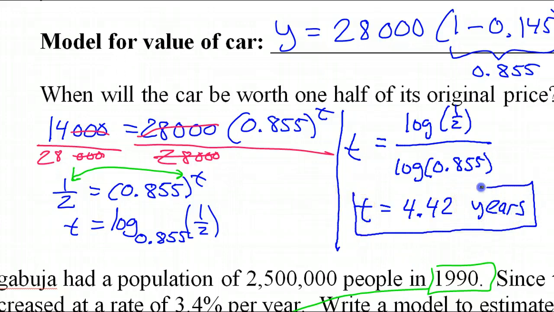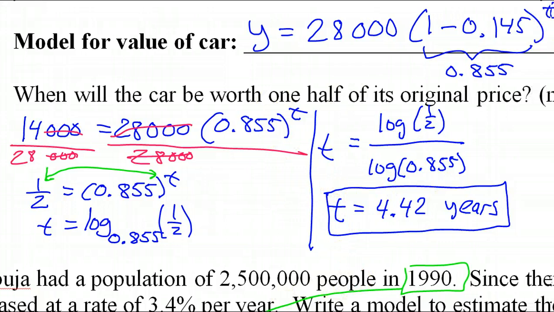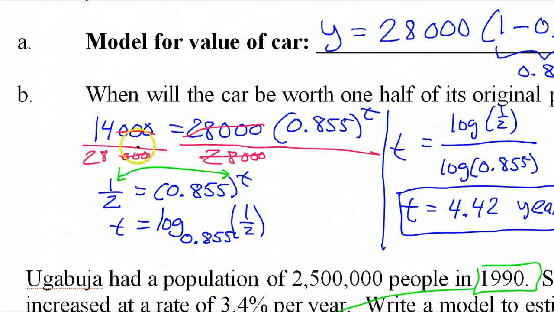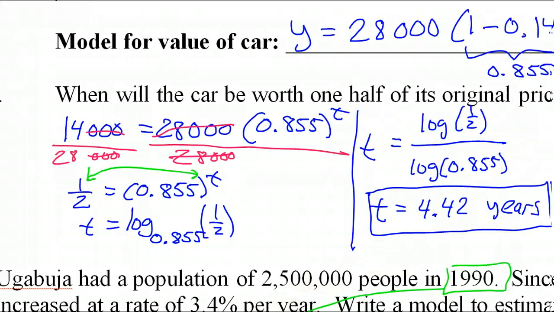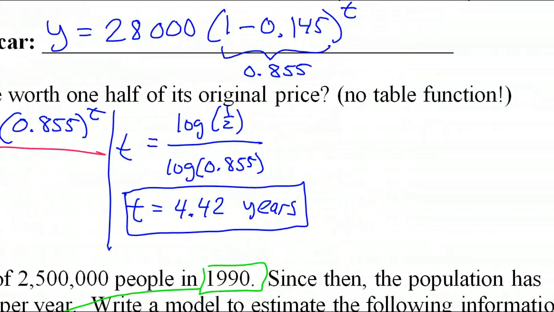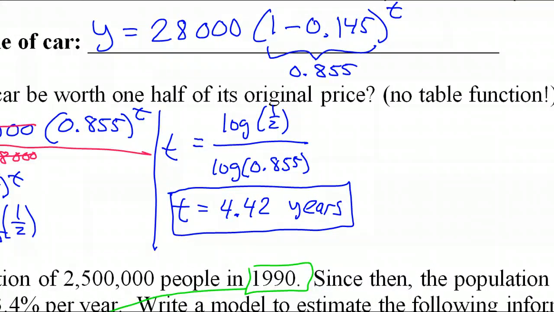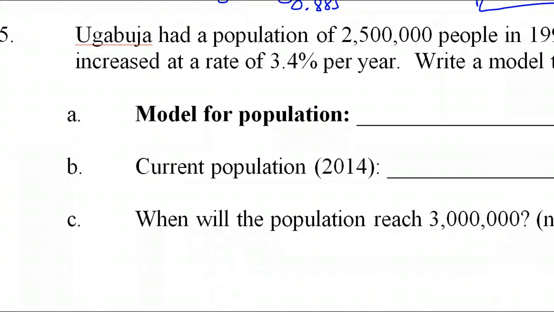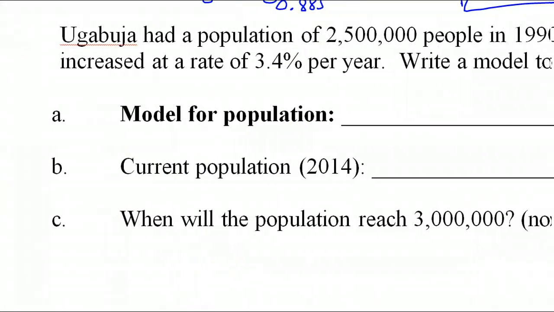Please understand that you cannot simply use the table feature on your calculator and come up with 4 years and think that's close enough. No. Do not use the table feature. You have to show your work, do all these calculations, do the log, change of base, all of this. If you don't, you will get no credit at all. Just don't do it.